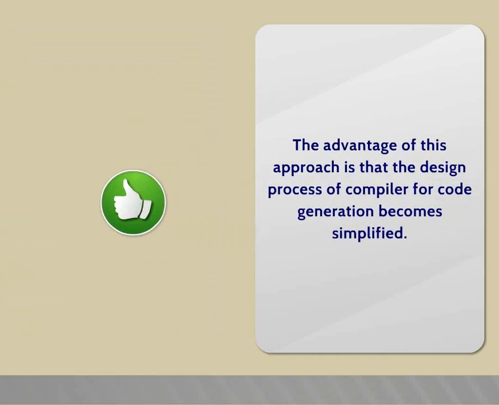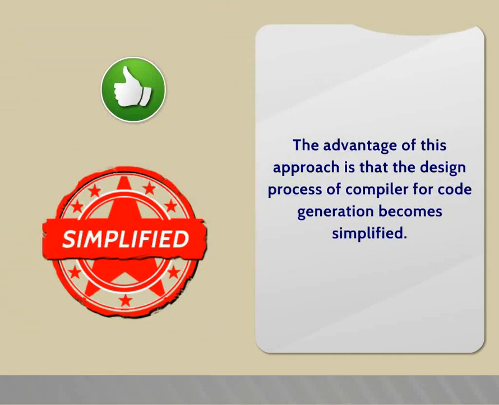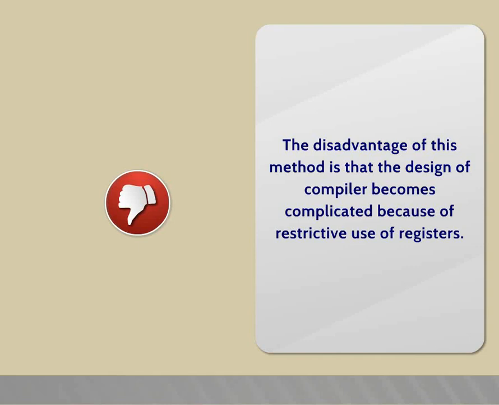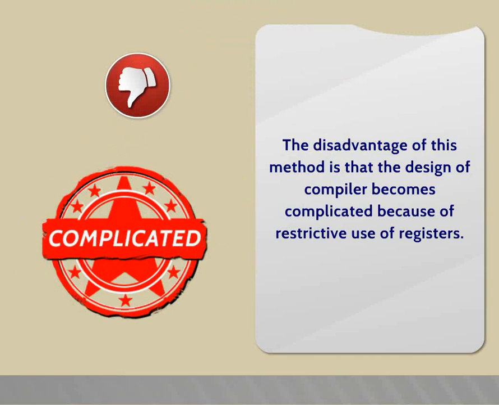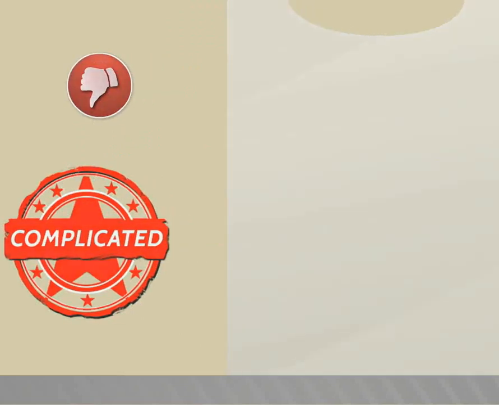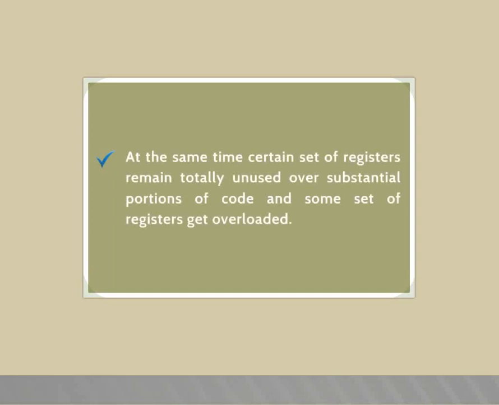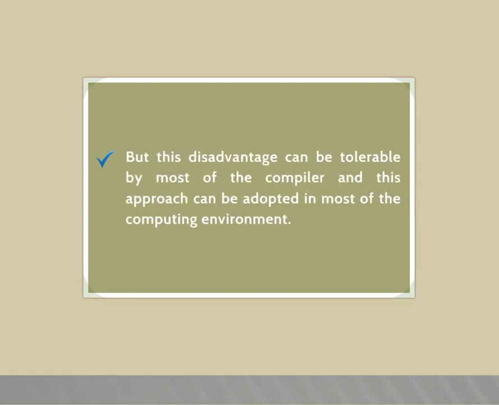The advantage of this approach is that the design process of the compiler for code generation becomes simplified. The disadvantage of this method is that the design of the compiler becomes complicated because of restrictive use of registers. At the same time, certain sets of registers remain totally unused over substantial portions of code, and some sets of registers get overloaded. But this disadvantage can be tolerated by most compilers, and this approach can be adopted in most computing environments.